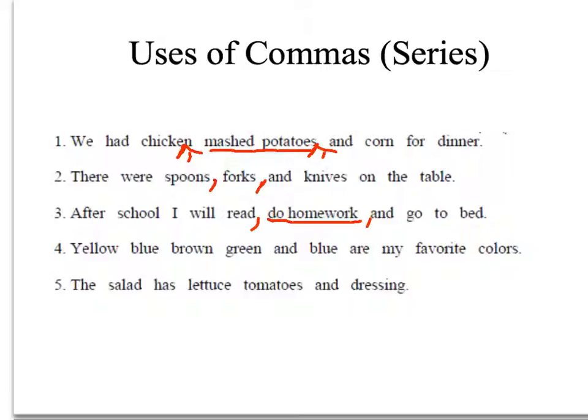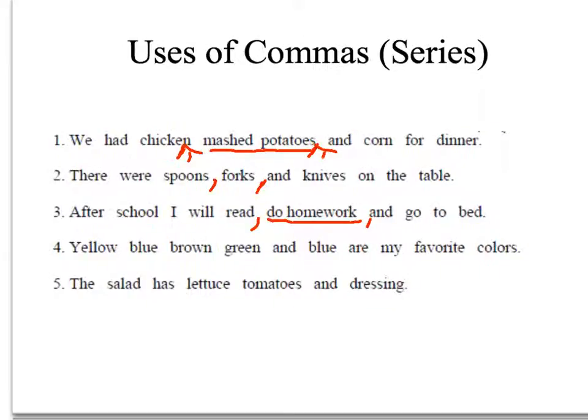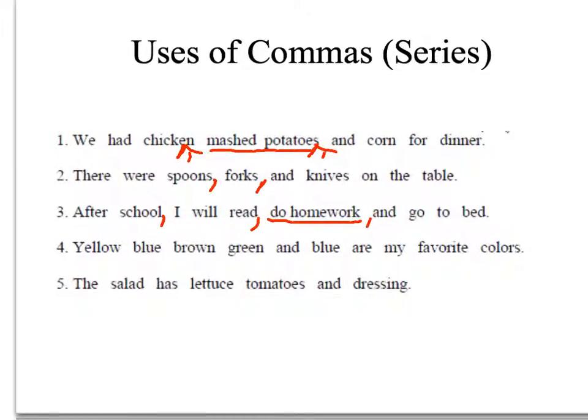And earlier you might remember I said that you put a comma after introductory clauses too. So even though you're not learning this in this unit, you would also put a comma after school, comma, and then you start with the subject. I will read, do homework, and go to bed.